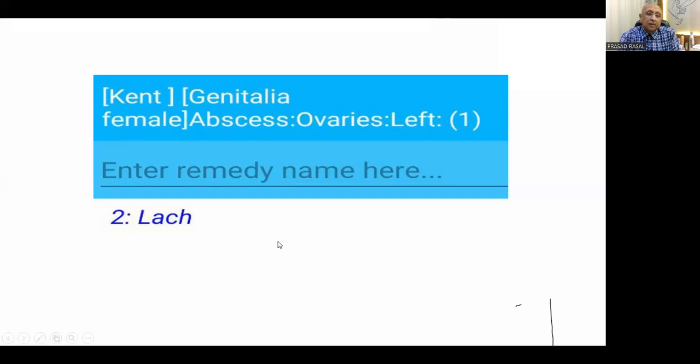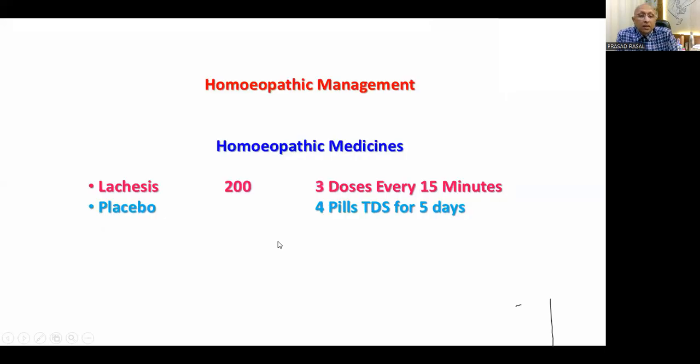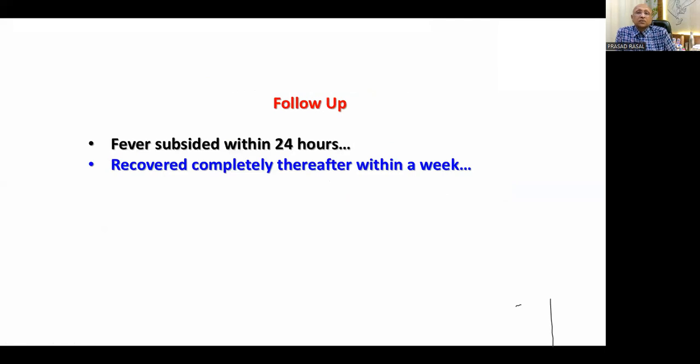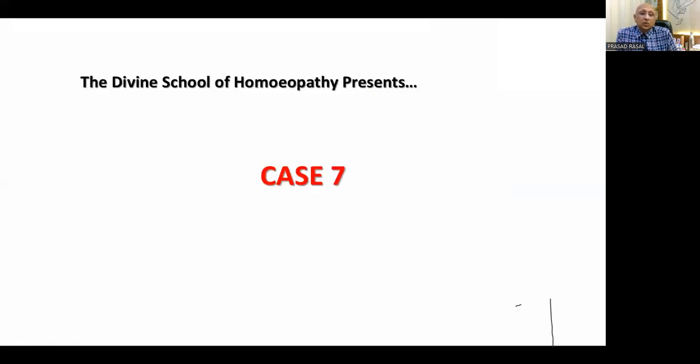So we prescribed her lachesis 200, 3 doses, along with placebo, and she was followed over there. And within 24 hours, the fever subsided in that case. She recovered completely thereafter within a week. So it was fantastic to see over there.